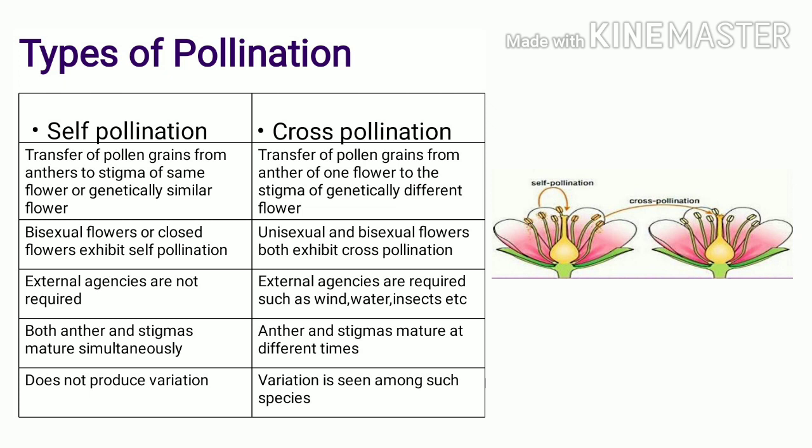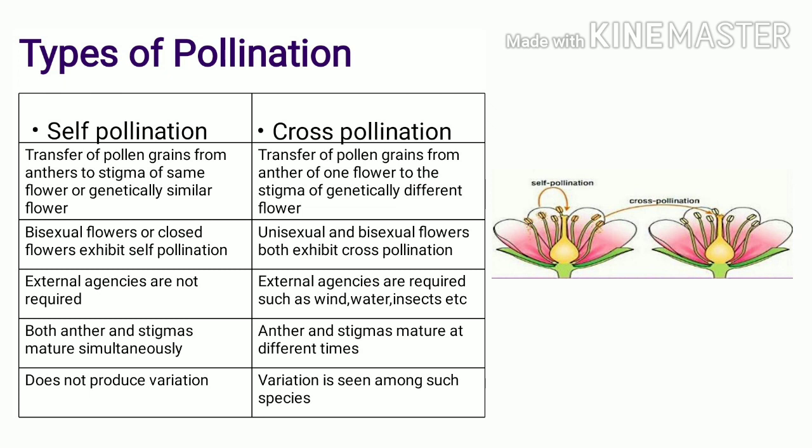Whereas cross-pollination, as the word itself says, cross means different. Cross-pollination means the transfer of pollen grains from the anther of one flower to the stigma of a genetically different flower. Here the pollen grains are transferred to individuals of the same species, but they will be genetically different, or they will be present in a different plant body. Such type of pollination is called cross-pollination.